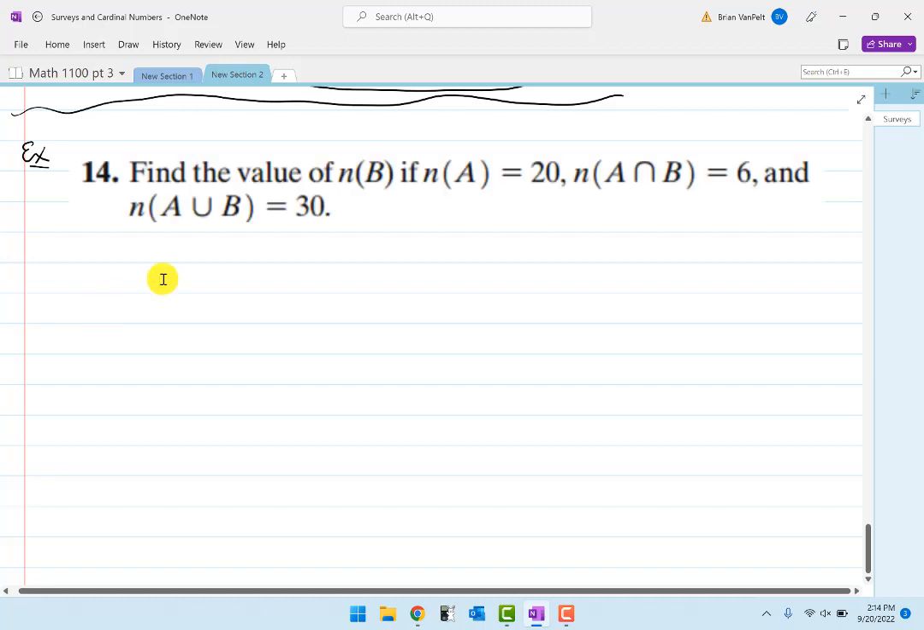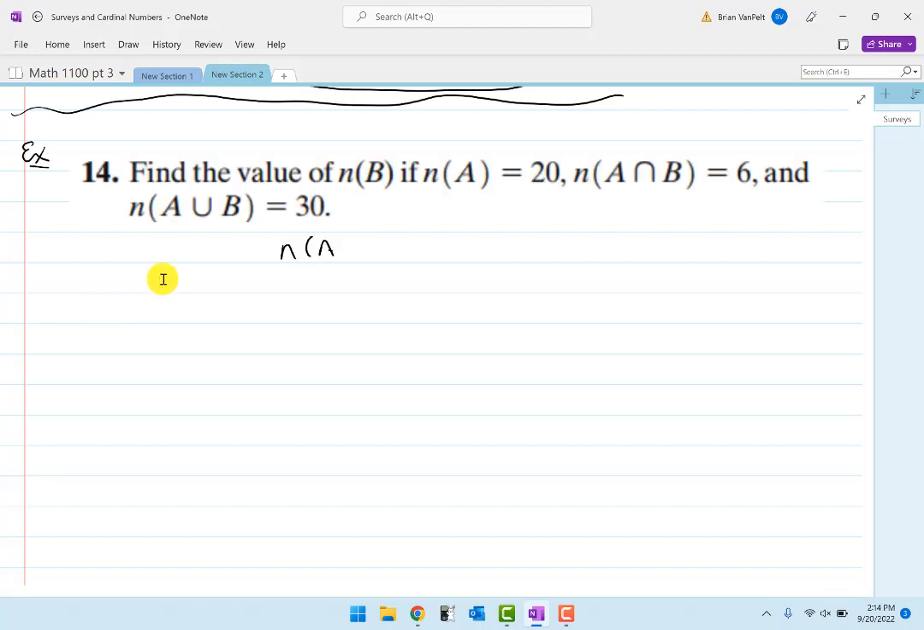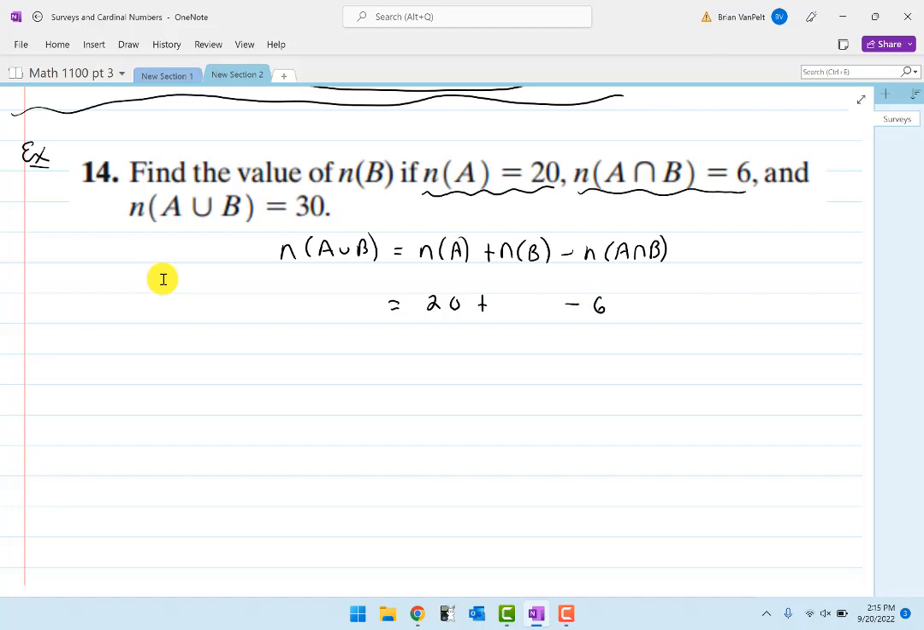One last algebraic problem. Let me write it up again. N of A union B is N of A plus N of B minus N of A intersected with B. Let's put in what we know. I know N of A is 20. I know that the intersection is 6 and the union is 30.